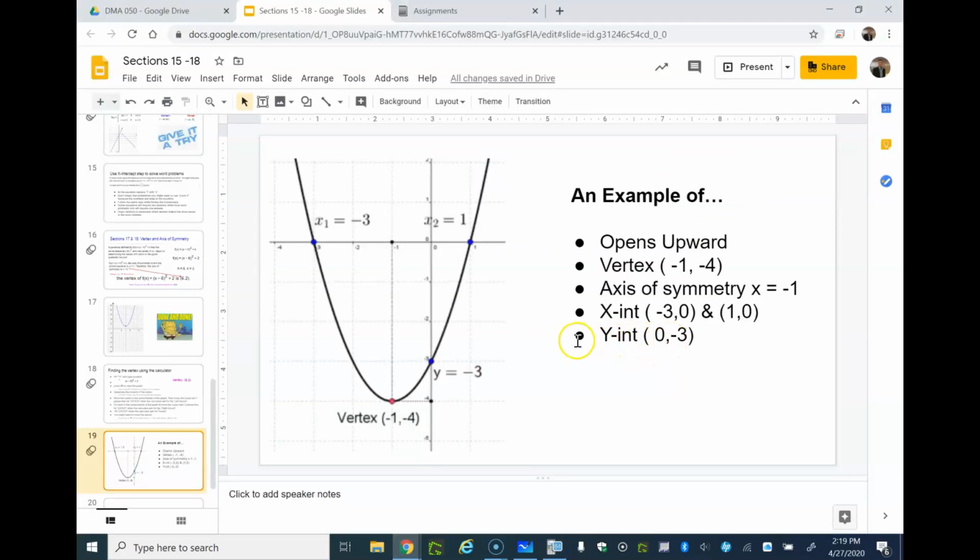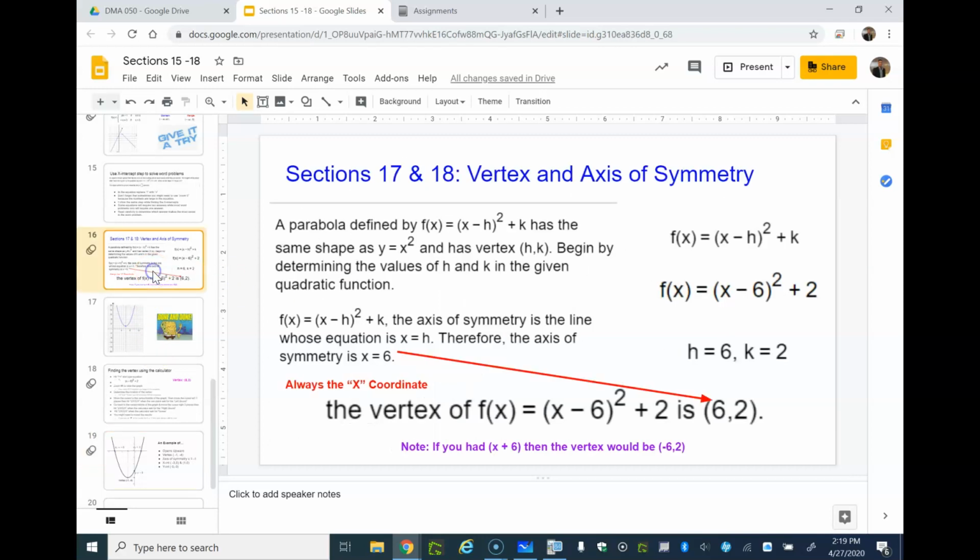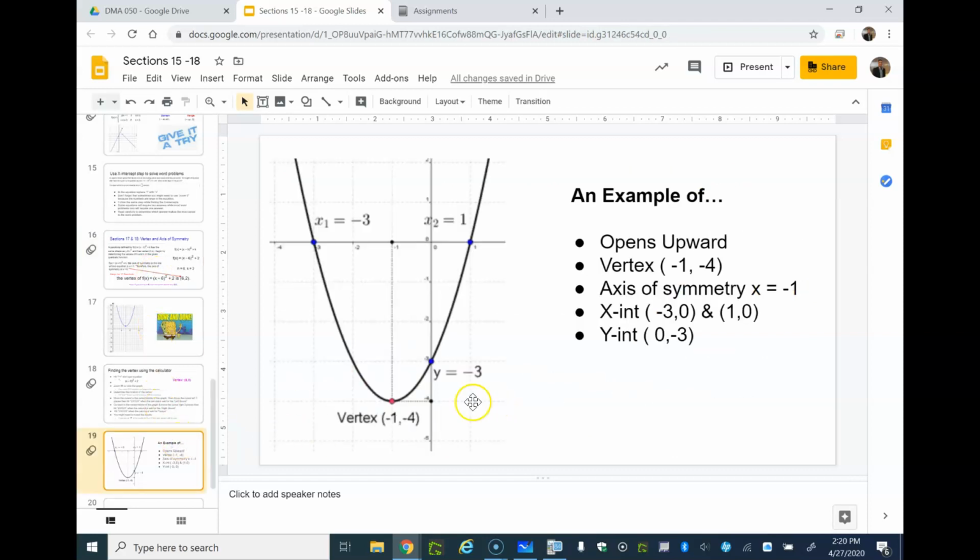The y-intercept is always going to be the last number in the equation, or whenever it crosses the y-axis here. So looking at our equation here, the equation is not provided for you, but the last number in a parabola equation will be the y-intercept, or you could just plug in 0 for x, solve it, and it should give you the answer of -3. That's how you find the y-intercept.